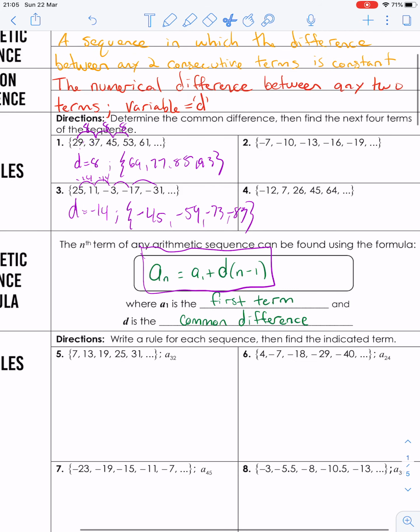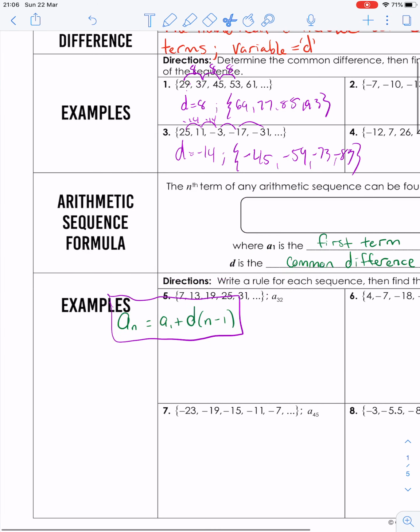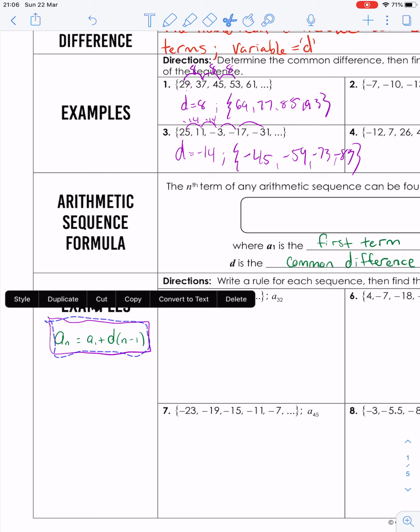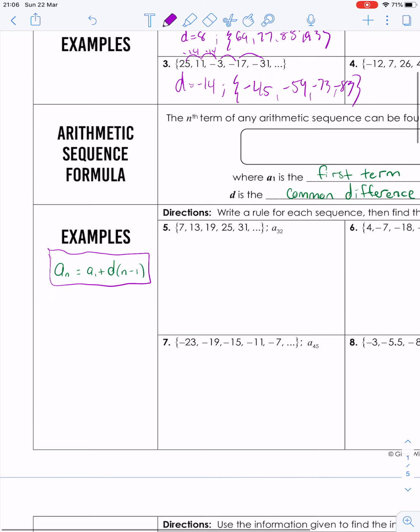No, what happened? Come on. There we go. Let's make it smaller. All right, so here we go.